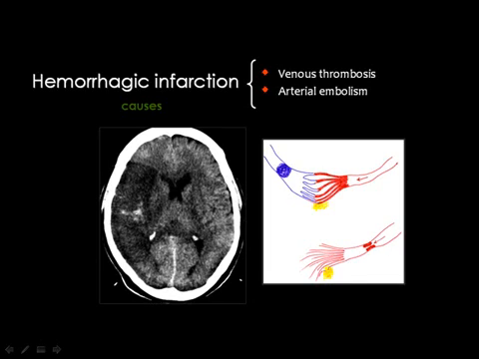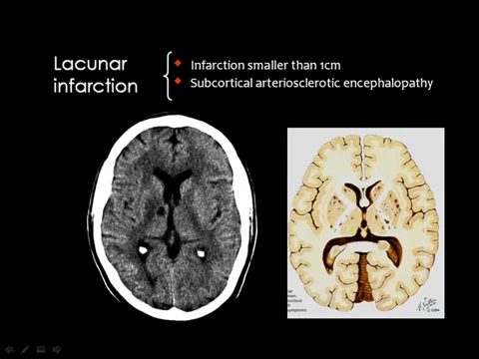Then it will rupture some of the capillaries, resulting in hemorrhagic infarction. Then if you see hemorrhagic infarction, you know that the underlying cause is one of two. Either venous thrombosis, and you look carefully in the veins of the brain, or arterial embolism, and you look for the cardiac status of the patient.